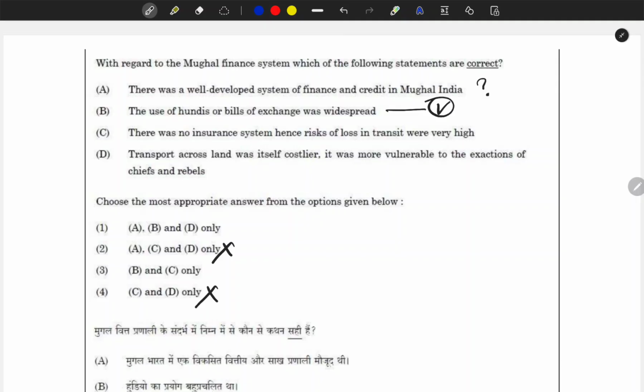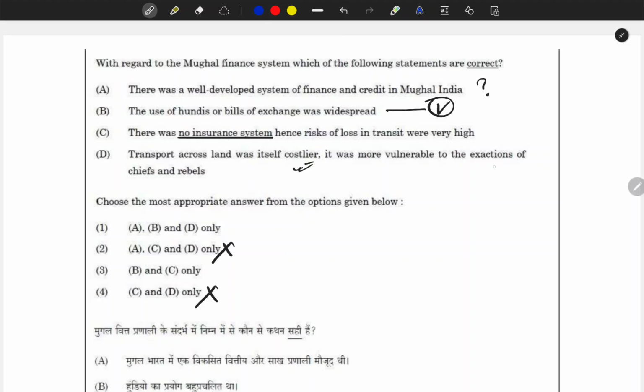There was no insurance system. This is a kind of extreme statement. Hence risk of loss in transit was very high. Even if you don't know, it's fine. Transport across land was itself costlier. That is fine. Transport across land was costlier because traveling on land is costlier. This is a general kind of understanding.